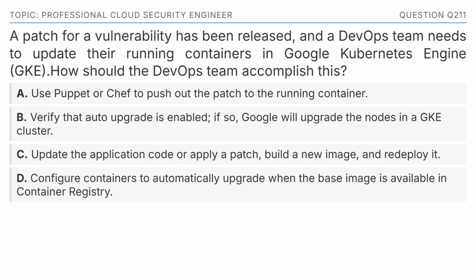The options are: Option A, use Puppet or Chef to push out the patch to the running container. Option B, verify that auto upgrade is enabled. If so, Google will upgrade the nodes in a GKE cluster. Option C, update the application code or apply a patch, build a new image, and redeploy it. Option D, configure containers to automatically upgrade when the base image is available in Container Registry.